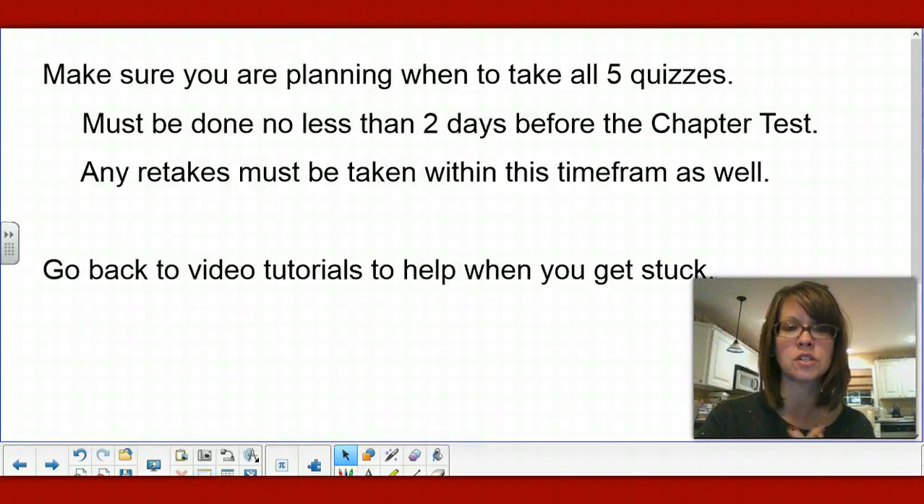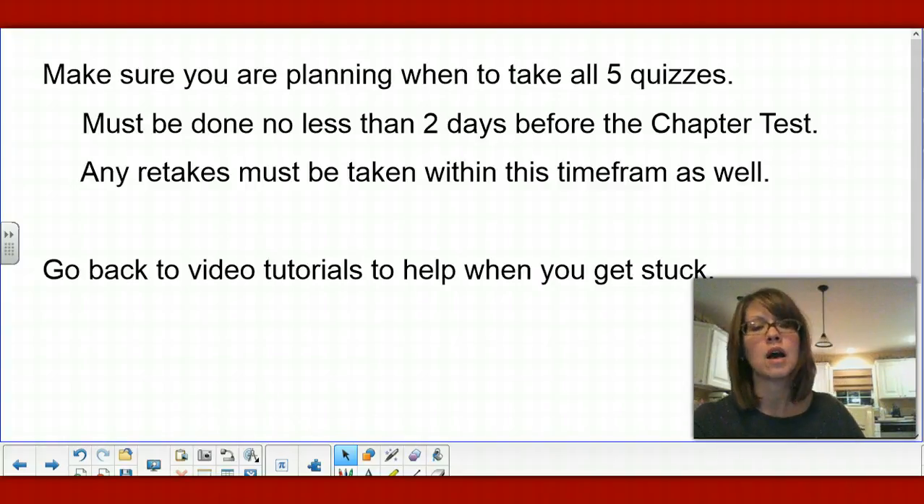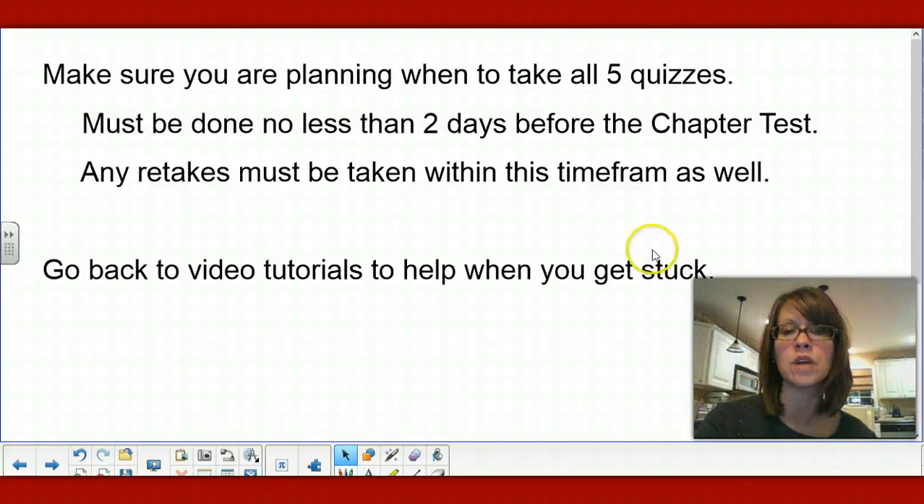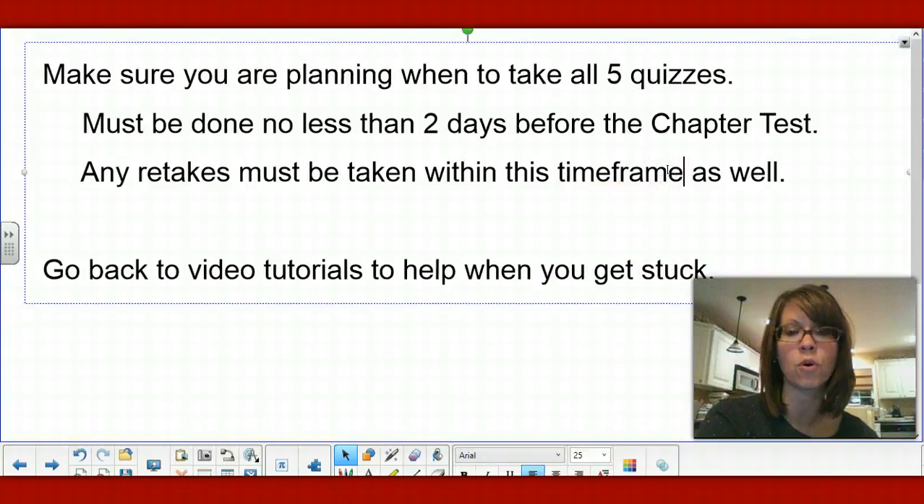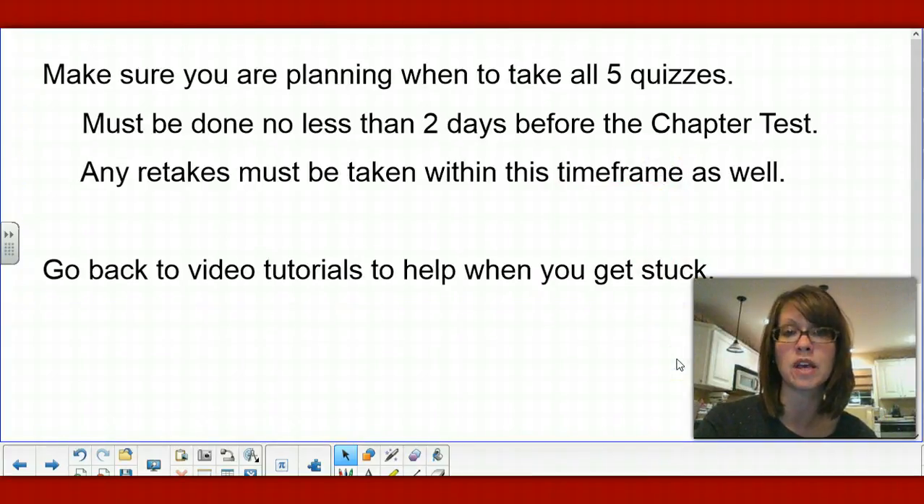All right, so I want to give you a couple of remembers. Make sure that you are thinking about when you're going to take all 5 quizzes. You have to take those within 2 days, or at least 2 days before your chapter test, which is planned for the end of next week, like the 31st, I believe is what I have planned. Any retakes have to be done within this time frame as well. I would like to give you 1 day before, but I'm not going to be here next Thursday. So for this chapter, you're going to have to do any retake quizzes 2 days before the chapter test.